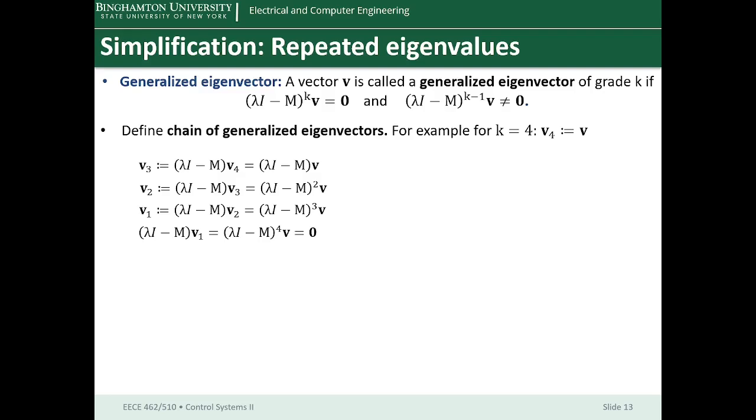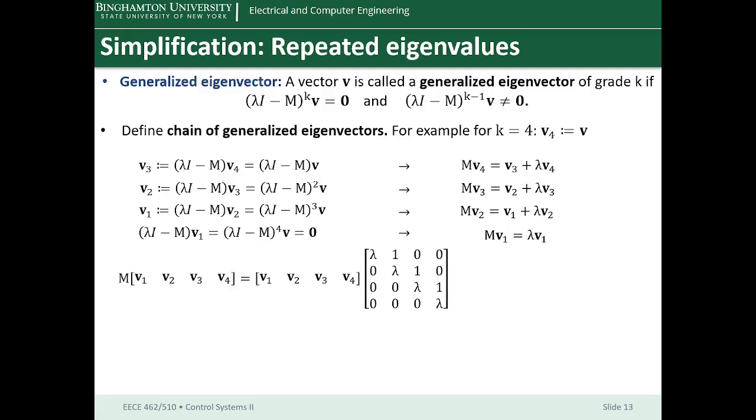Now something interesting happens when we look at how the matrix M acts on these vectors. If we multiply M by v1, we get λ times v1. That's the usual eigenvector. If we multiply M by v2, we get λ times v2 plus v1. For v3, it becomes λ times v3 plus v2. And for v4, it becomes λ times v4 plus v3. So every time we move one step up the chain, the result depends on both the vector itself and the one just below it. This structure naturally leads us to something called a Jordan block.